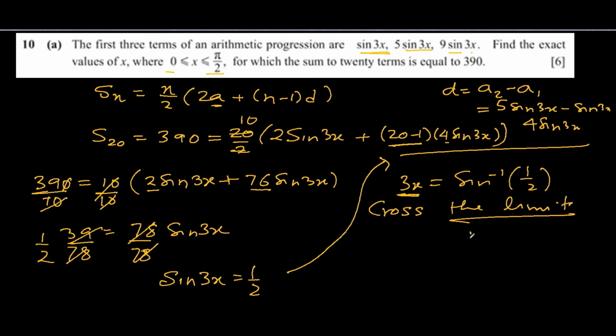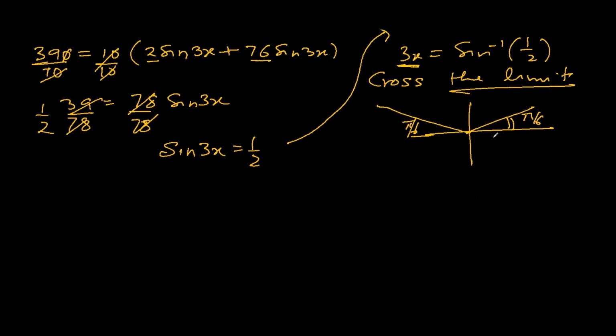So let's see, where do we have sine inverse half? Sine is positive here and here, right? So this angle we have to find. Sine inverse 1 over 2 will give that, and that is pi by 6. So we write pi by 6 here as well as here. So now let's find those angles.